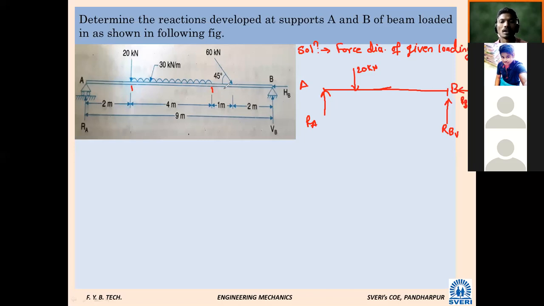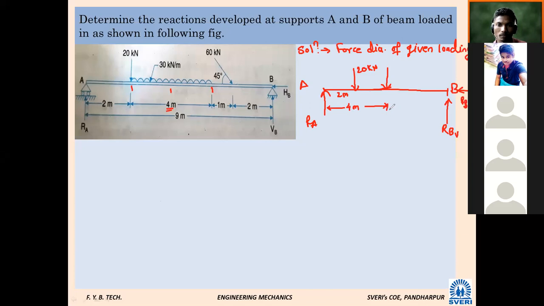What will be the intensity of that load then? If I want to convert that UDL into a point load, what will be the intensity? 30 into 4, 120. 120. Where will be the point of application of that load? It is the midpoint of this 4 meter, 2 meters somewhere here. So what will be that distance from A? 4 meter from A.